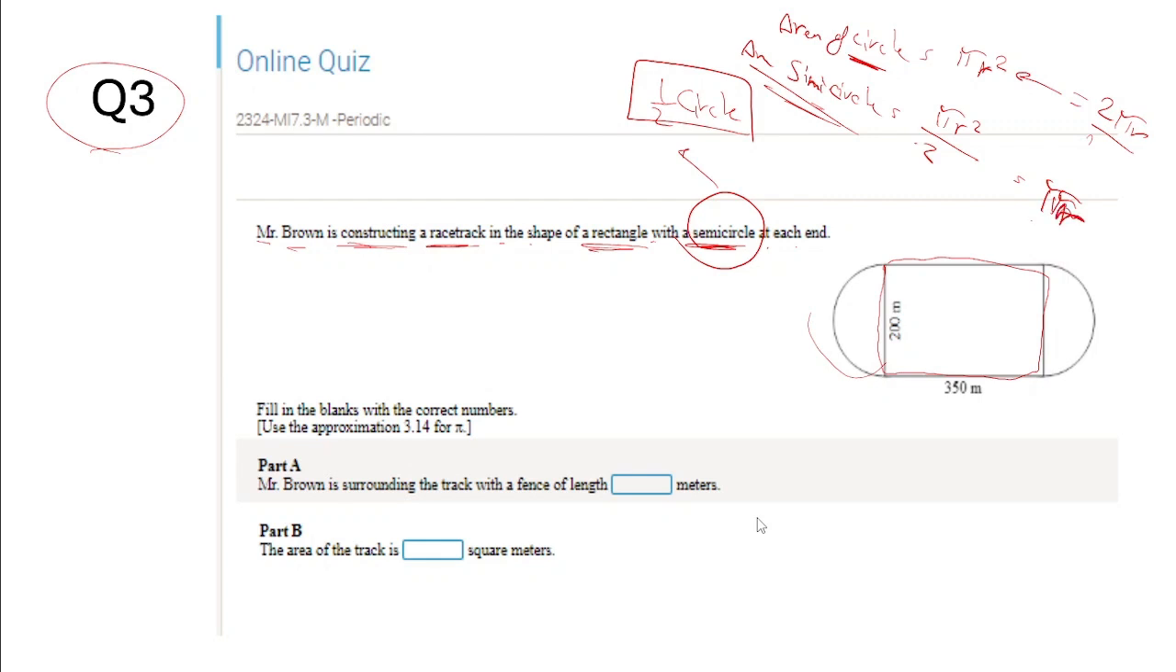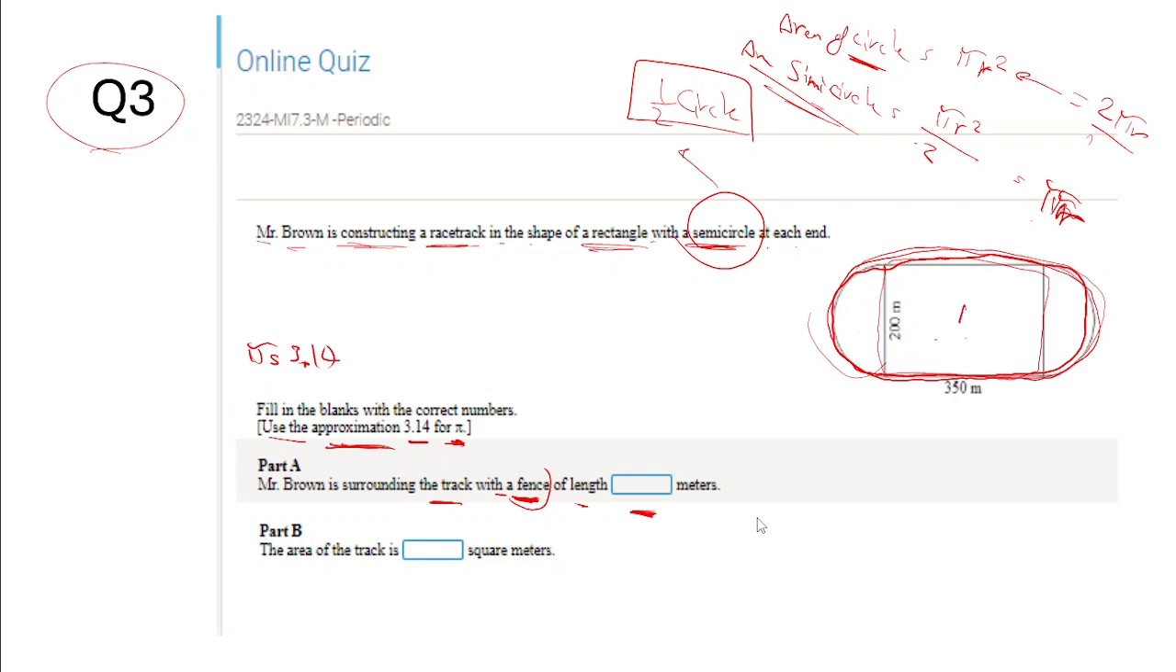Now let's see here. Now fill in the blanks with the correct numbers. Use the approximation of 3.14 for pi. So here it is saying that pi is equal to 3.14. Now part A, Mr. Brown is surrounding the track with a fence. Means he gets a fence and he surrounds this area with a fence. Okay, so I'm putting a fence surrounding this area, right? And you want to know the length of this fence. When he says fence, surrounding a fence, he is asking for the circumference or the perimeter of this shape. The perimeter of this shape.